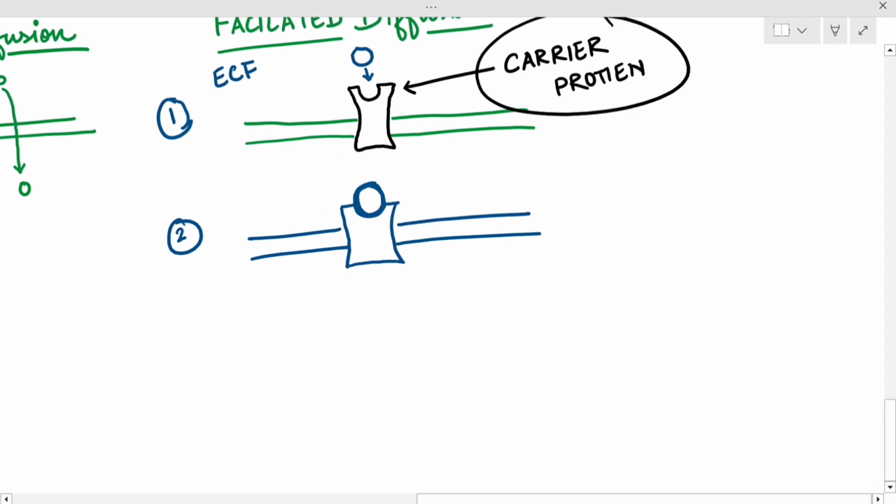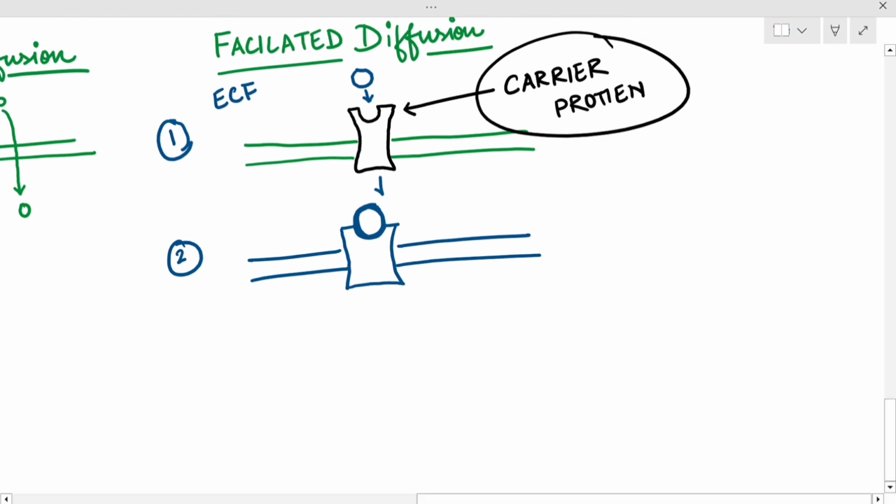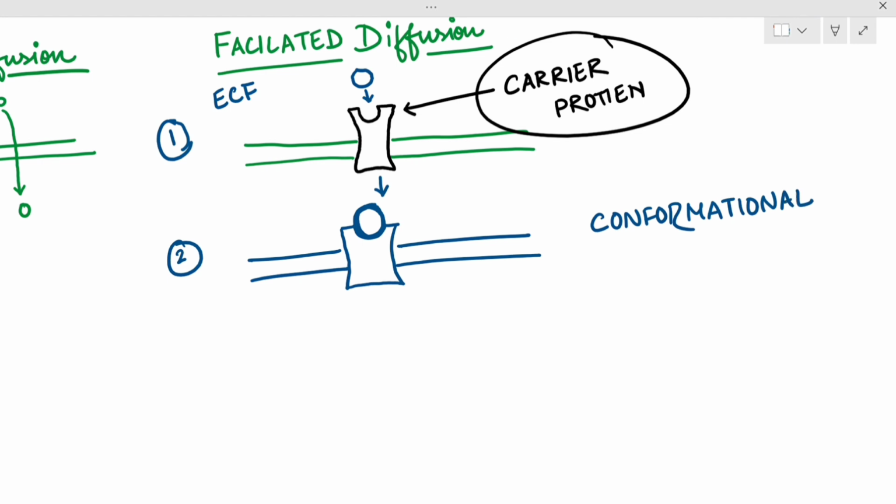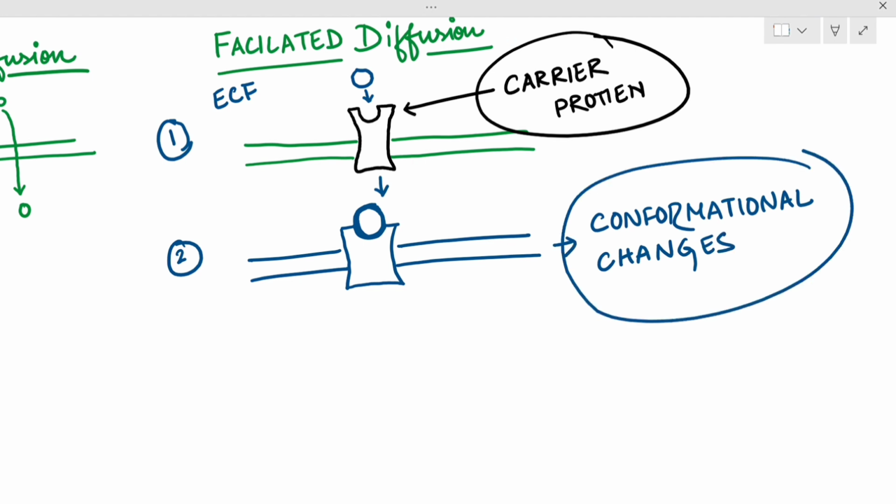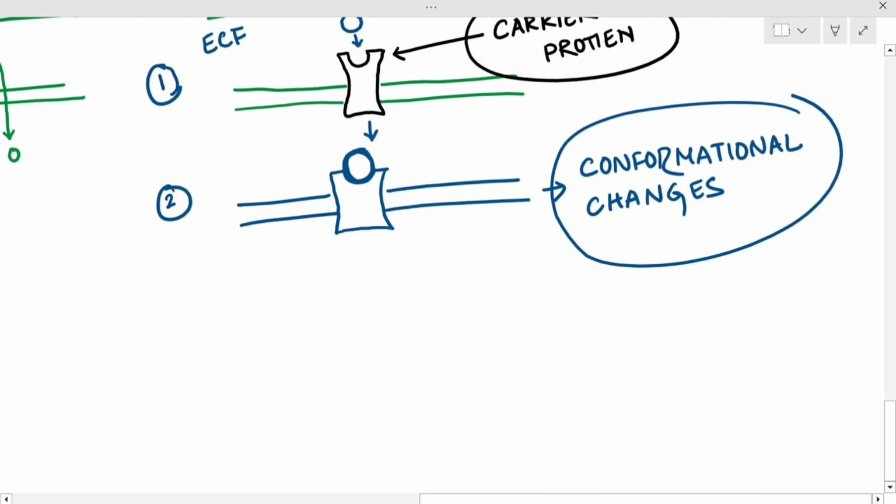When this particular molecule gets attached with this carrier protein, now what will happen? Conformational changes will take place. Okay. That means this carrier protein structure will get changed to transport that particular molecule to inside. Okay.